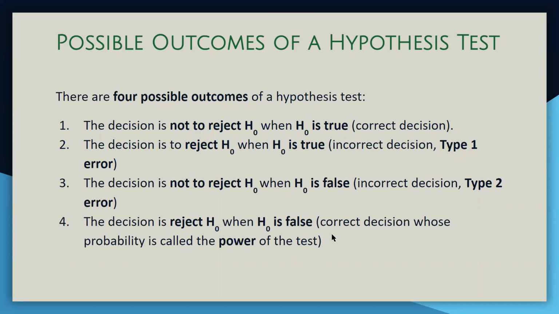The last is another correct decision, the decision to reject the null when the null is false. And that's correct, we should do that. The probability of that happening, the probability of rejecting the null when the null is in fact false, is something called the power of the hypothesis test.